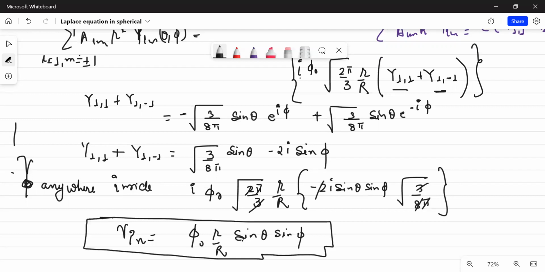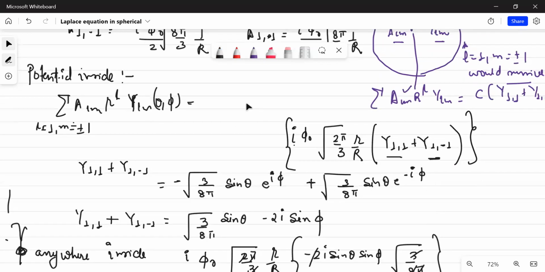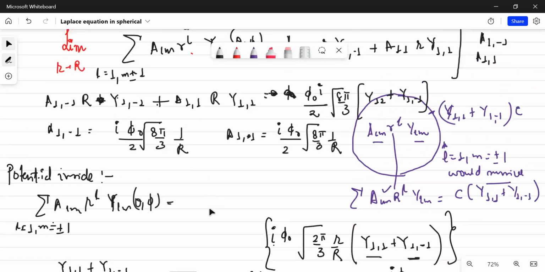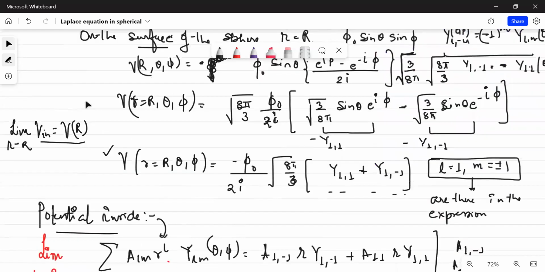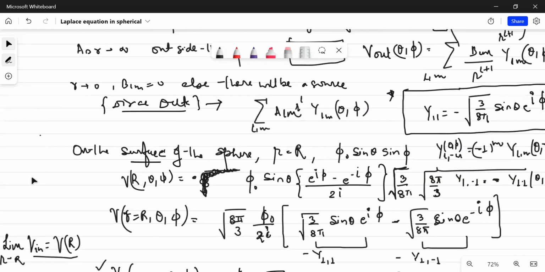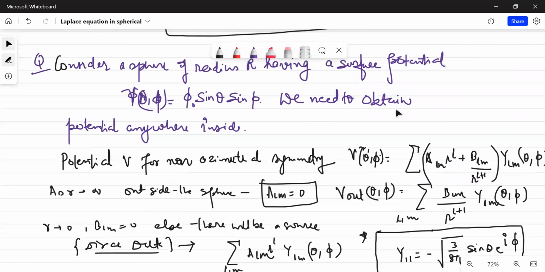So this is how your potential would behave anywhere inside. It will be function of r, theta, and phi. So this is the most general result when you do not have any azimuthal symmetry. Is that clear or not? Is that clear or not clear? हाँ अभी तो भैया. ठीक है. So this is how you're going to do it.